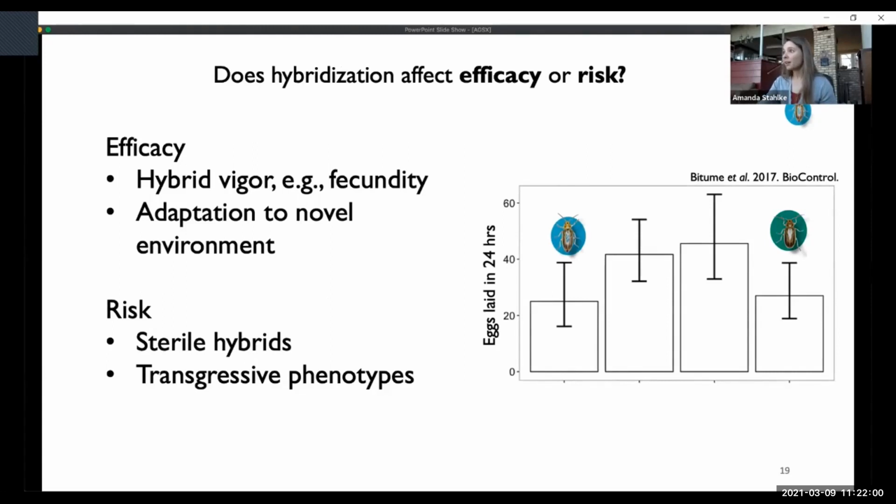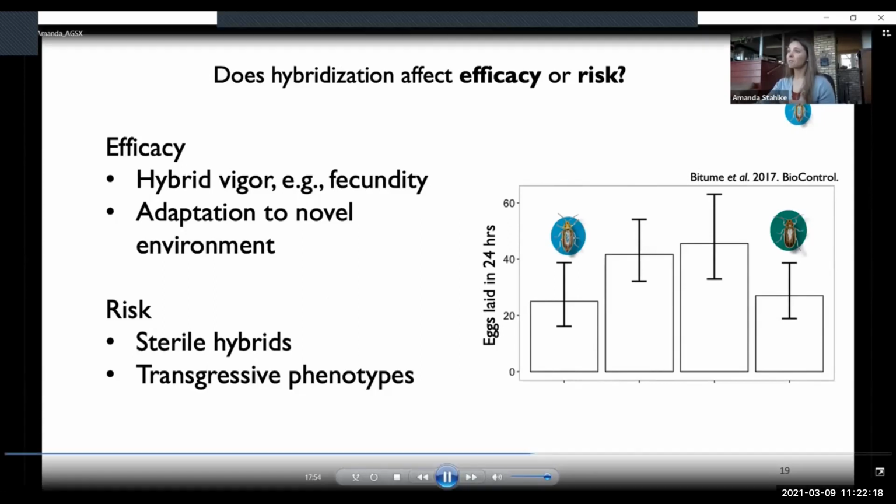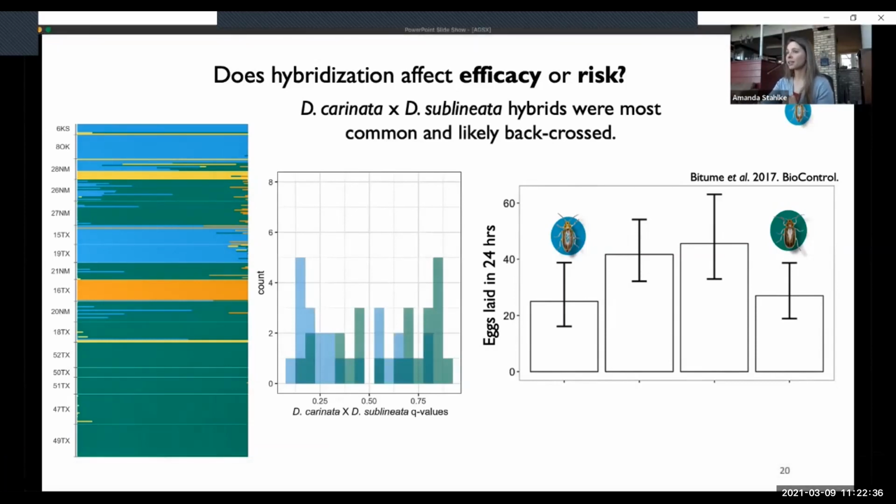Now, we knew from lab experiments that Carinata and Subliniata hybrids and their respective back crosses had the only change in hybridization compared to lots of other phenotypes. This was the only cross that was shown to be different from their parental types, and they had an increase in fecundity measured by the number of eggs laid in 24 hours. And interestingly, this is the hybrid type that we found most common in our data set.